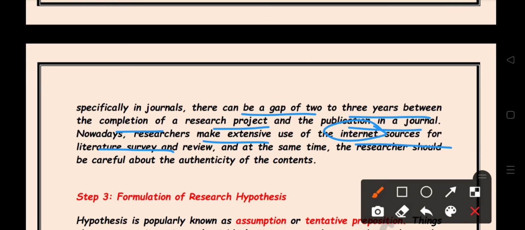In the literature survey and the reviews, at the same time, the researcher should be careful about the authenticity and the content. Okay, so the internet is a wide source of knowledge, but before taking any review of literature into consideration, we must check the authenticity and the ethical things while studying the review of literature.